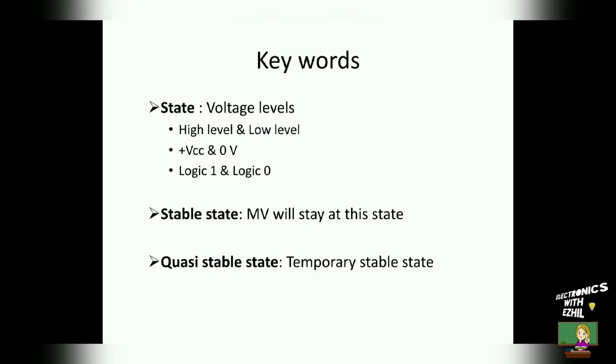The second keyword is stable state. Multivibrator will stay in this state indefinitely until the trigger pulse is applied to it. The third one is quasi-stable state. This is actually temporary stable state or unstable state. The circuit will stay at this state for only a short interval of time.